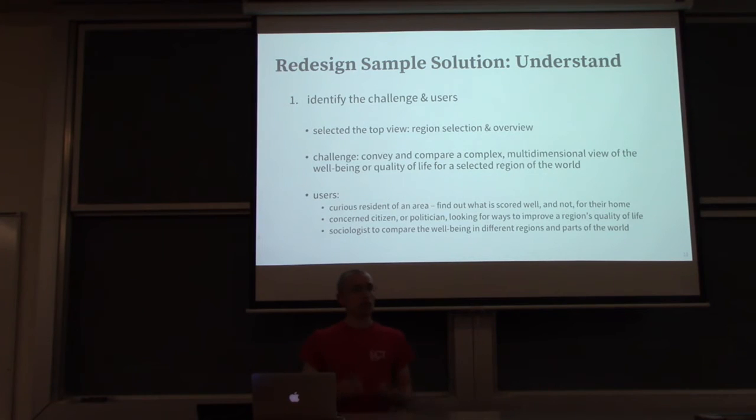And the types of users that we might care about, or that might care about this page in particular, could be curious residents of an area. You might have looked up places you've lived or might be interested in living and find out what scored well or maybe not for that area. But it could also be things like concerned citizens or maybe politicians who want to look for ways to improve a region's quality of life. Which things should they tackle? As well as maybe a sociologist to compare the well-being in different regions, maybe some that have a lower socioeconomic status or higher ones, to see how they fare and how that shifts across the world.